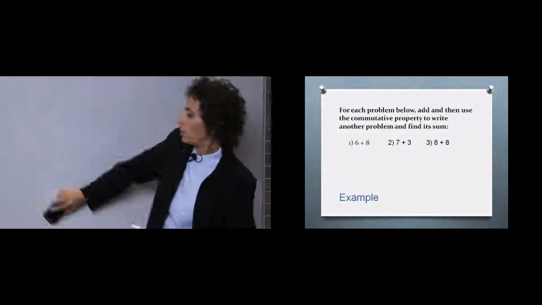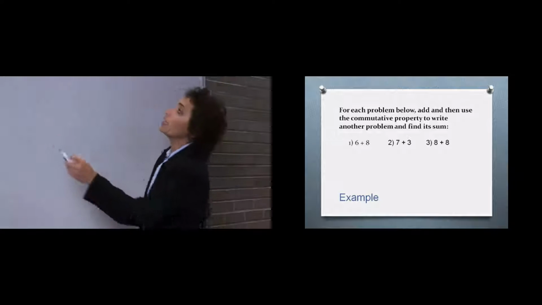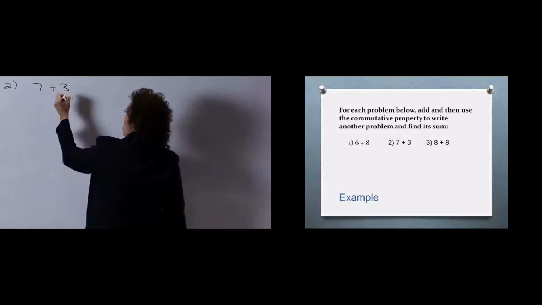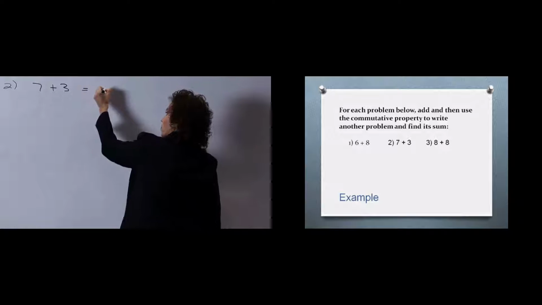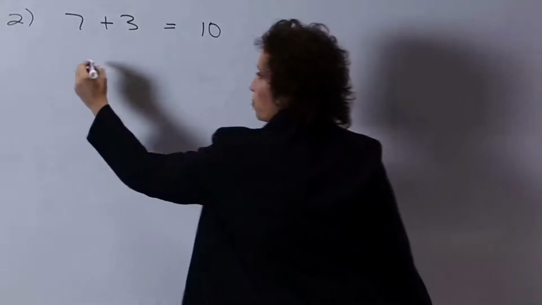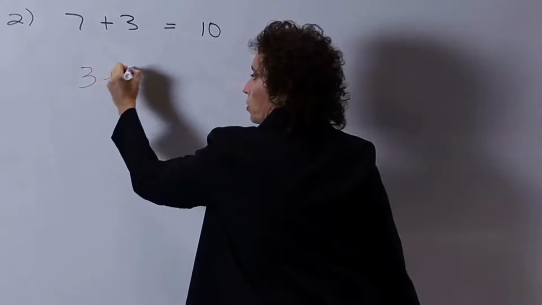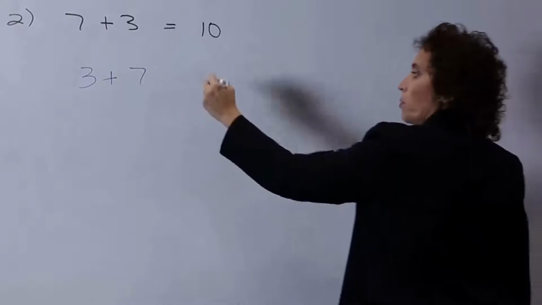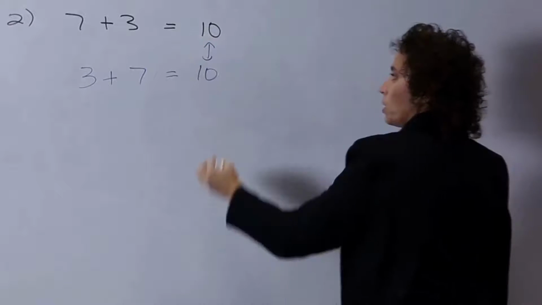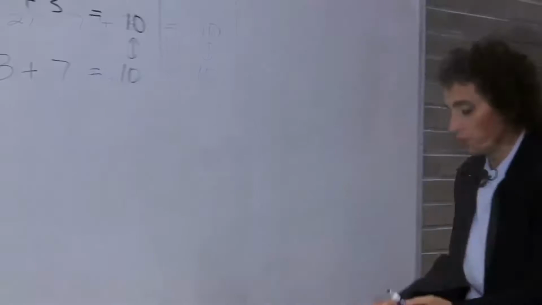Okay, let's see how you did with your two problems. So the next problem was 7 plus 3. First we have to find their sum, so we're adding them, and that's 10. Then we have to write a new problem using the commutative property, which would be 3 plus 7, because we have to change the order. We find their sum, and that's also equal to 10.